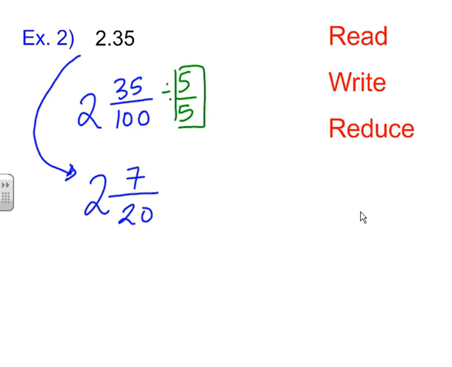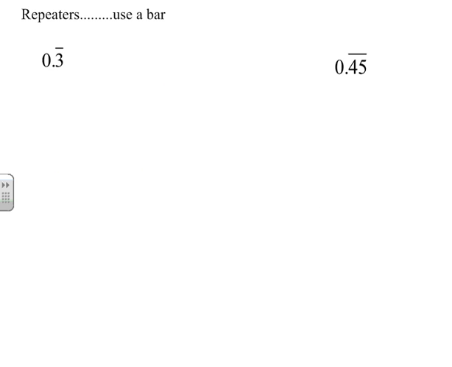Now let's take a moment and talk about repeaters. Okay, repeaters use a bar. So we want to think about how we're going to change this 0.3 with a bar on it. Now, normally, if there was no bar, we would say that this was 3/10. We know that this with the repeater on it is more than 3/10. It's 3 going on forever.